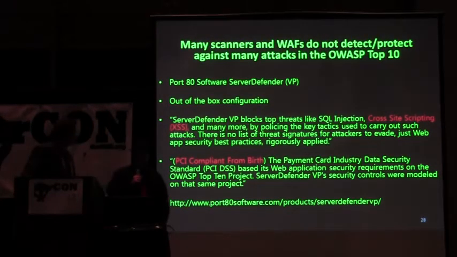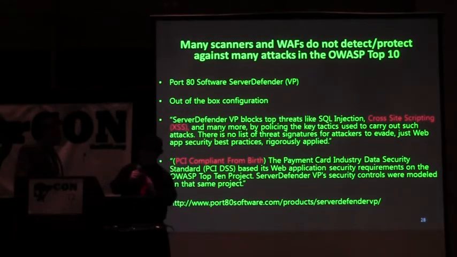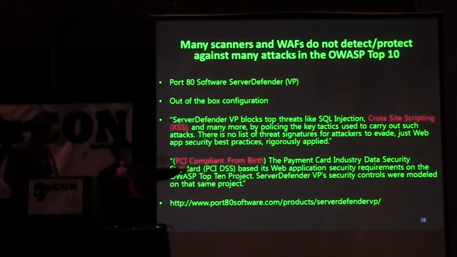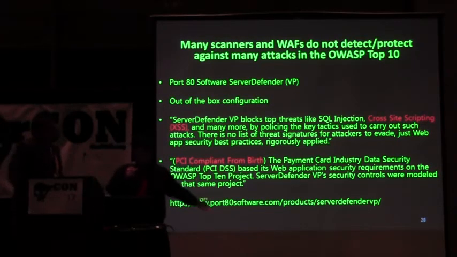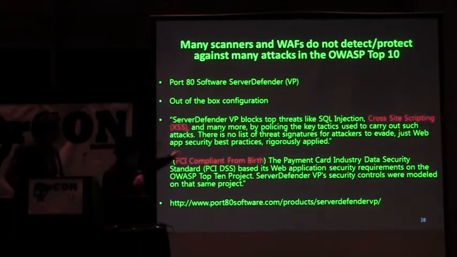So let's take a look at the final one. This one was the one that I had all my money on. If I was a betting man, I would put all my money on this. There's a couple reasons for this. Number one, the out-of-the-box configuration said that it blocks top threats like SQL injection, cross-site scripting, and many more by policing the key tactics, blah, blah, blah. But this is what really got me: PCI compliant from birth. This is amazing. Maybe he was PCI compliant from birth, but I sure wasn't. So I'm saying, wow, now this is going to be top-ranked firewall action here. I'm going to have to pull miracles and magic code, and I'm going to have to bypass all types of stuff. So let's see what happened.